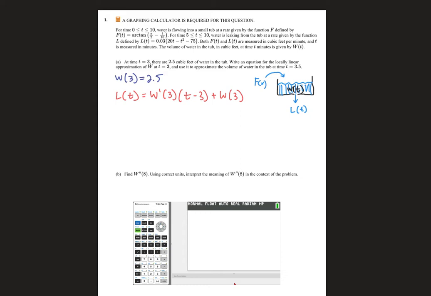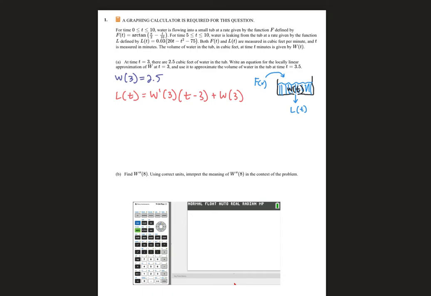Okay, and all this is point slope form, right? If this W of 3 was on the other side, this would be y minus y1 equals m, right? The derivative's m, and then x minus x1. Okay, and now we're going to use this to approximate. So this function here approximates W around t equals 3. So we're going to use this to approximate W at 3.5, and that makes sense because 3.5 is close to 3. Okay, so that's what we'll do next.